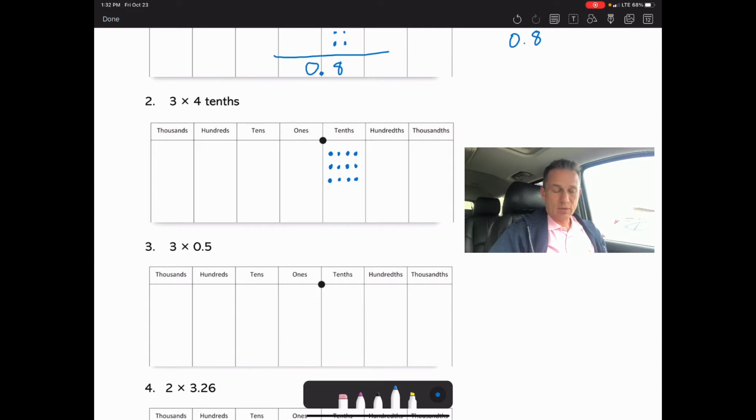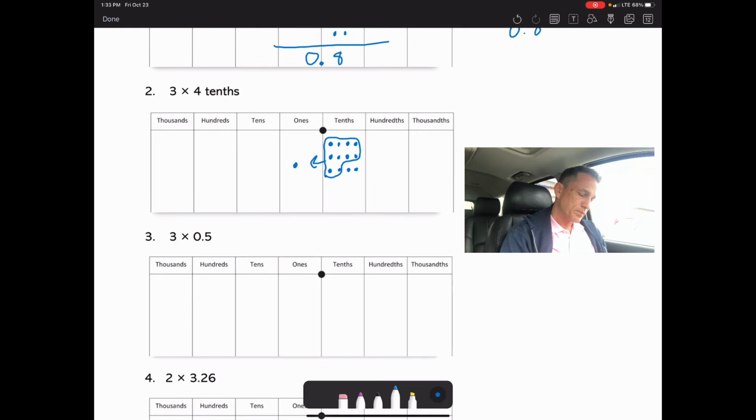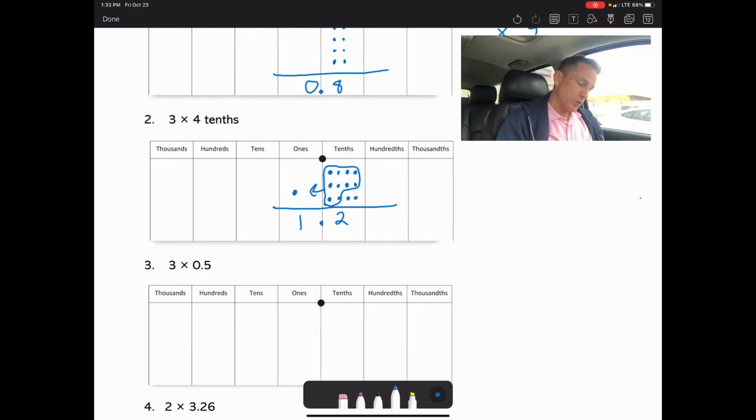And since we have 12 tenths in the tenths place value, we should not have more than 9. So when we get to 10, we're going to bundle them. We're going to group them together and rename it as one whole. So you're taking 10 of them and turning it into one whole. So you have a total of 1 and 2 tenths.